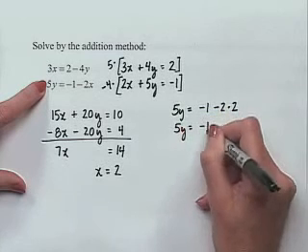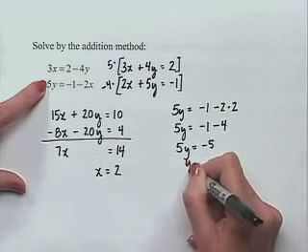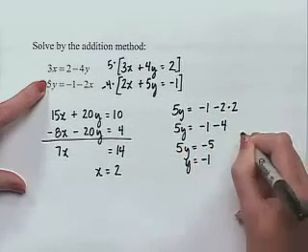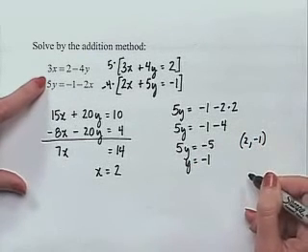5y is going to equal negative 1 minus 4. 5y equals negative 5, and y equals negative 1. Our proposed solution is (2, negative 1). We need to double check this.